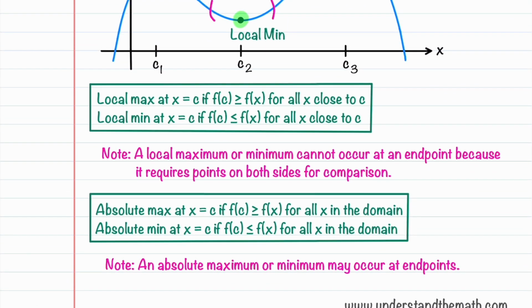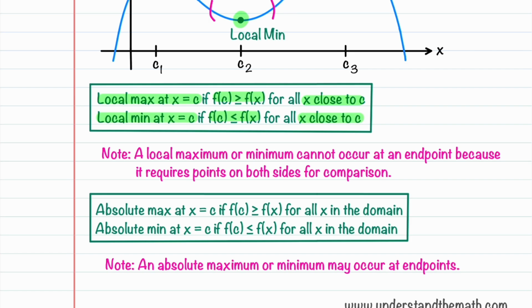We say that a point is a local max at x is equal to c if f of c is greater than or equal to f of x for all x close to c. And then the same thing happens for a min. We have a local min at x is equal to c if f of c this time is less than or equal to f of x for all x close to c.